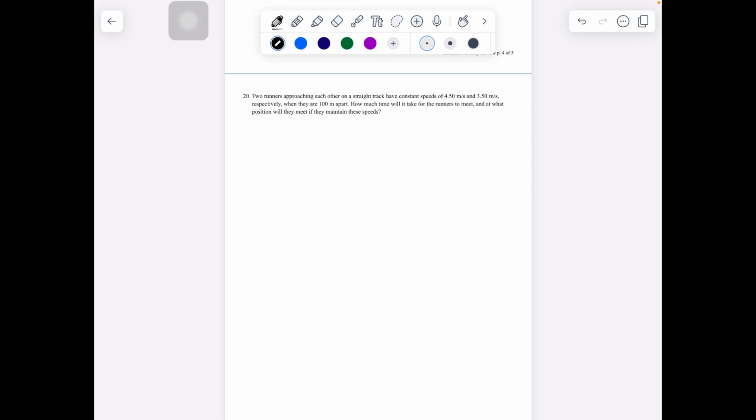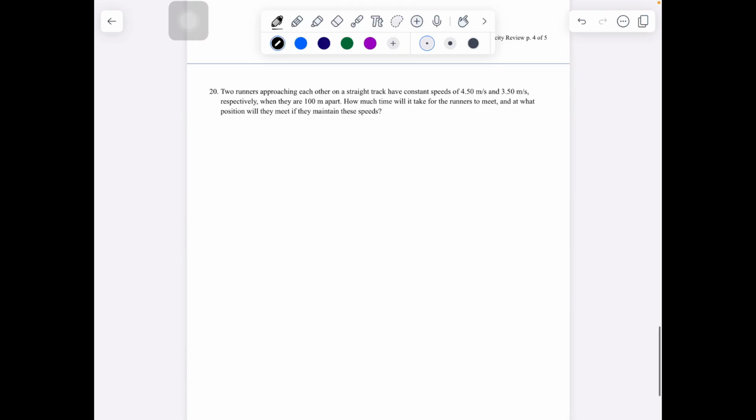Okay, really, there's a couple ways to solve this problem. One way I'd like to present is to draw out a picture. I always recommend drawing a picture for really any more complicated problem like this. It might even help to draw out a position time graph.